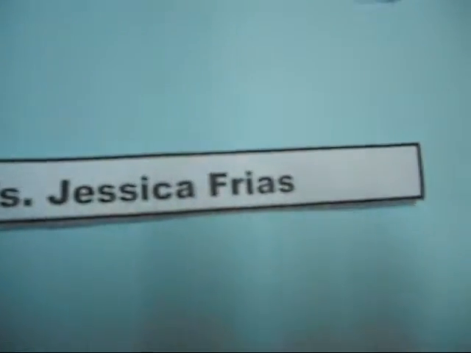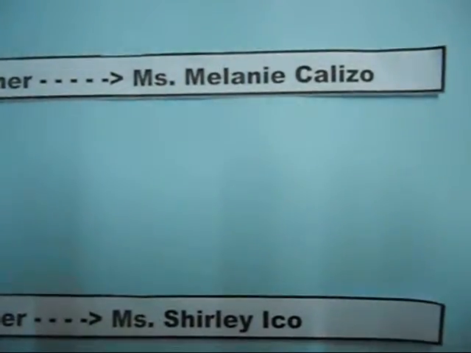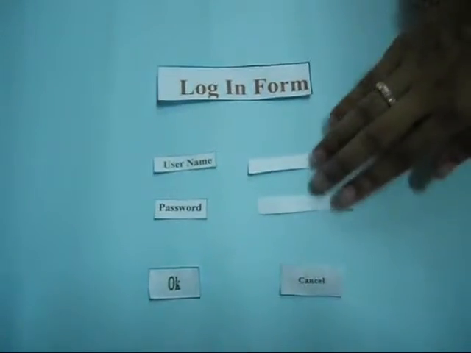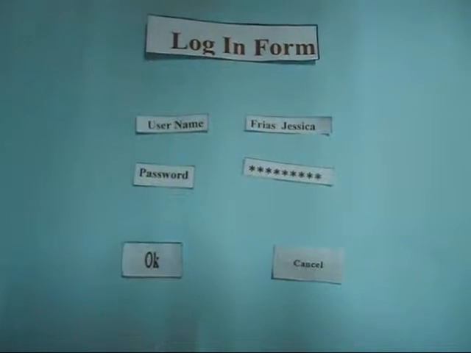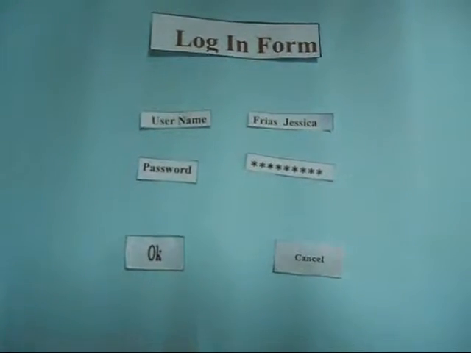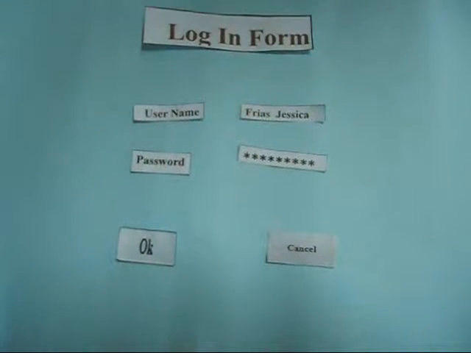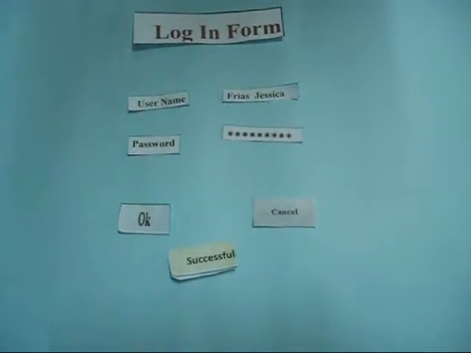I can give you a scenario. For example, our admin is Mr. Paul Romero. Supposedly, in our musical inventory system, the cashier is Miss Jesica Frias, the owner is Miss Beverly Mercado, and the 2 customers are Miss Melanie Calizo and Miss Sherly Ico. In our login form, Miss Jesica Frias, our cashier, will input her username, Frias Jessica, and her password. She is already logged in when she clicks the button OK. And a message box would appear saying successful. After the cashier has logged in, the customer transaction form would show.